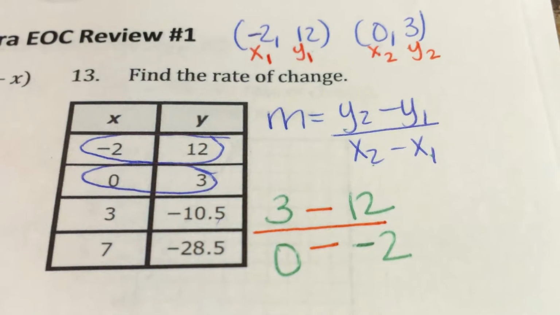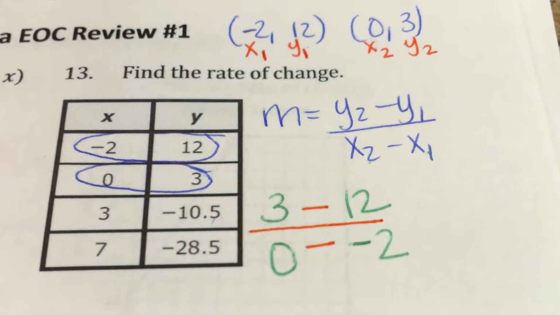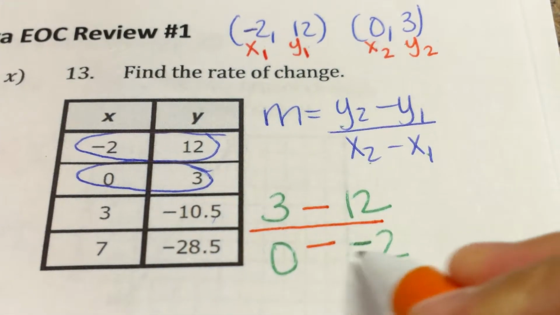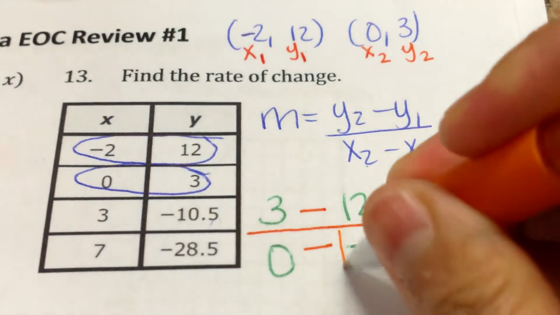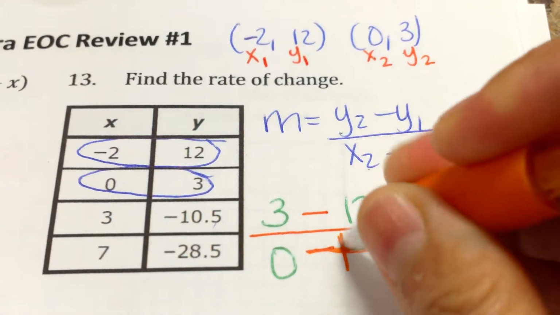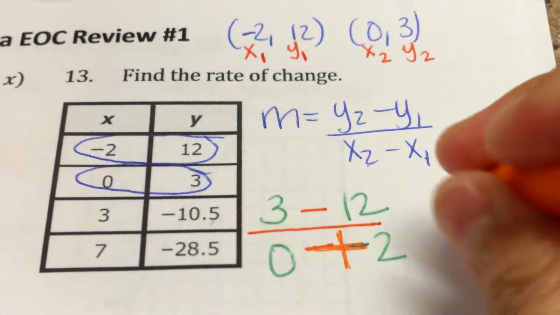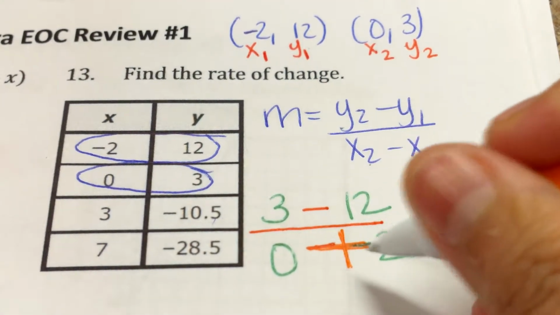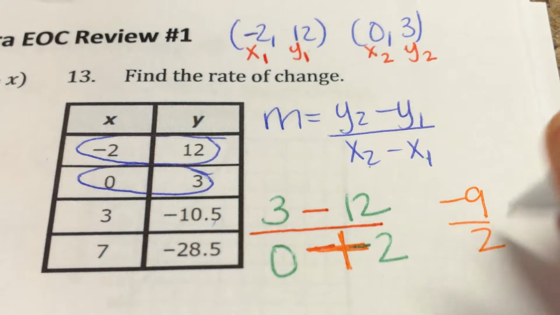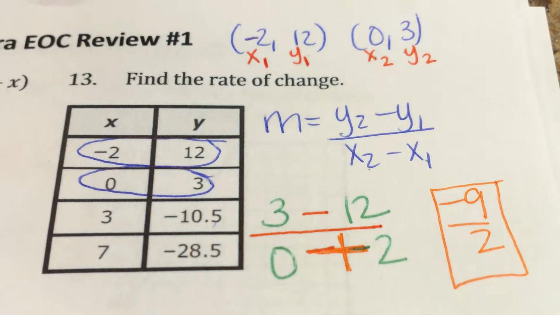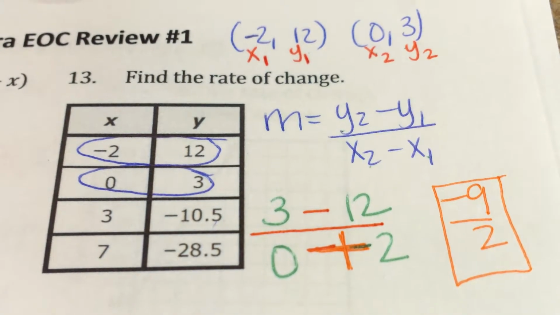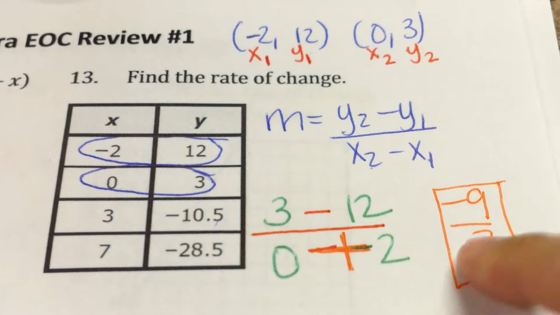So now, as you can see, right here, 2 negatives become a big positive. So now I have 3 minus 12, which is negative 9. 0 plus 2 is positive 2. And there is my rate of change, my slope. I am done. I can't simplify any further.